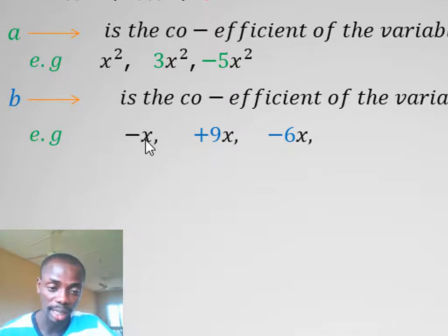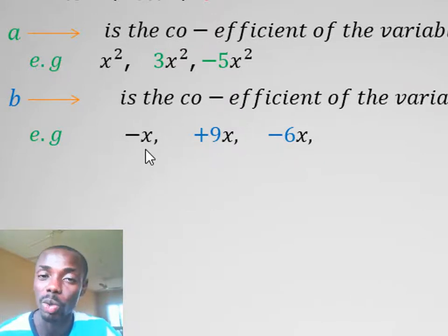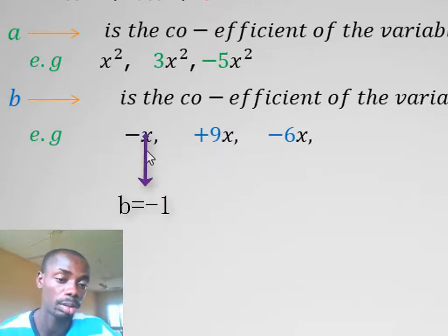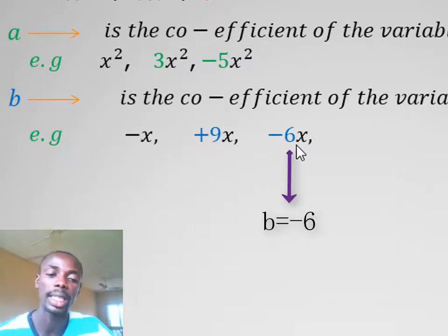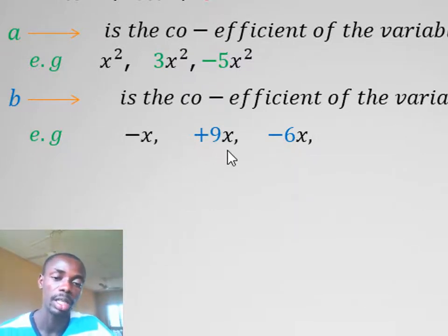And the number multiplying x here is minus 1, not 0. Just like we have it here, the number multiplying x squared is 1, not 0. Now coming here, the number multiplying x, that is the coefficient of x, is plus 9. And here, the number multiplying x is minus 6. And they are all representing B, depending on how the feature appears in any question.